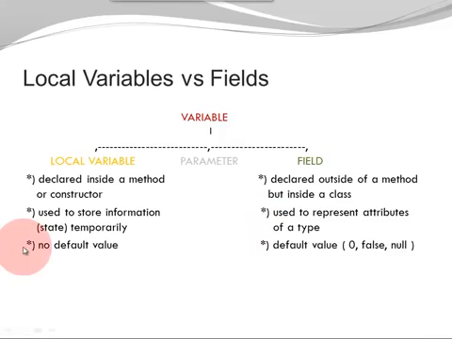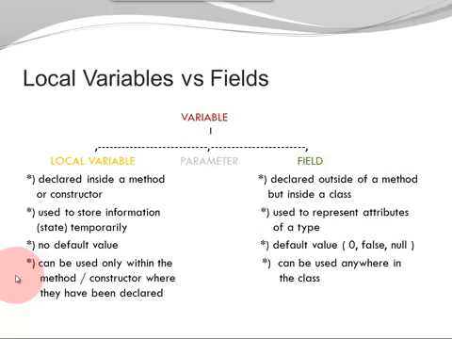Local variables have no default value. If you declare a local variable and you do not initialize it, your local variable is undefined. Fields do have a default value. It is 0 for all primitive types that represent numbers, as well as for character. It is false for Boolean, and it is null for all reference types.